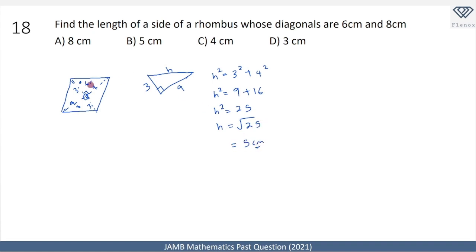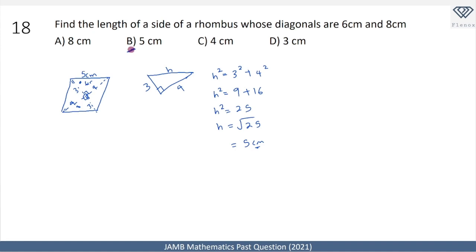So the length over here is going to be what? 5 centimeters. And because the sides of a rhombus all have equal length, we know that the length of the side is going to be 5 centimeters. As you can see, this is really simple to solve, but it involves us first trying to draw it so we can easily conceptualize what is happening over there before trying to address it.